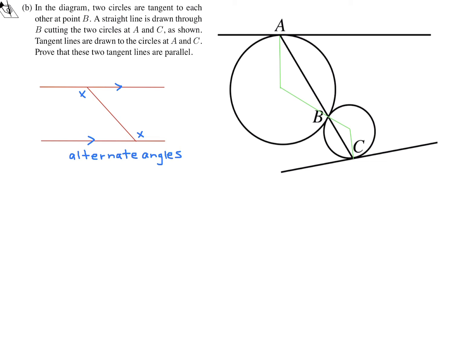Okay? And anything else here? Well, these are tangent lines, right? These guys. These are tangent lines. So that means that this is a right angle. That's basically the definition of a tangent. So this guy right here, this is a right angle. Okay? I hope you can see what I drew there.